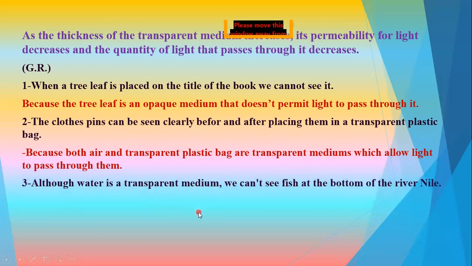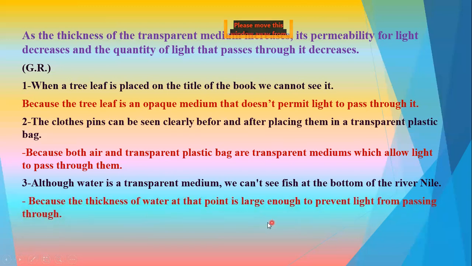Number 3, although water is transparent medium, we can't see fish on the bottom of River Nile. احنا اتفقنا اكيد الثيكنس بتاعه هيختلف. لو الثيكنس يبقى عالي يبقى the thickness of water at that point is large enough to prevent the light from passing through.